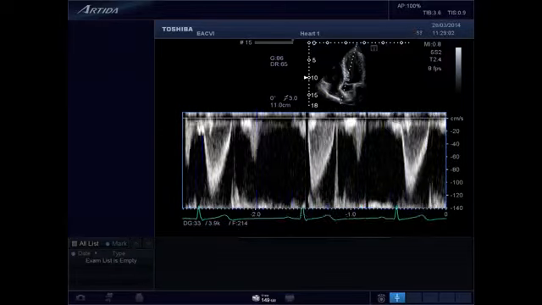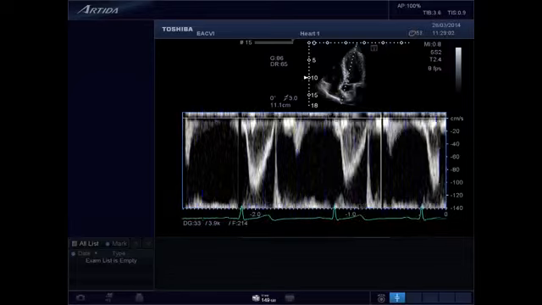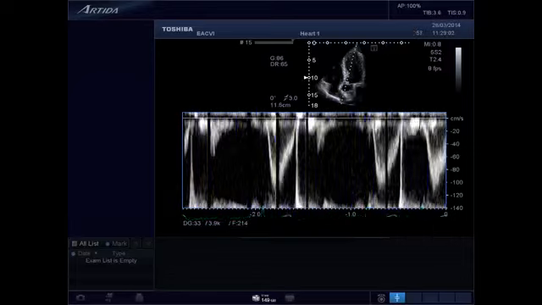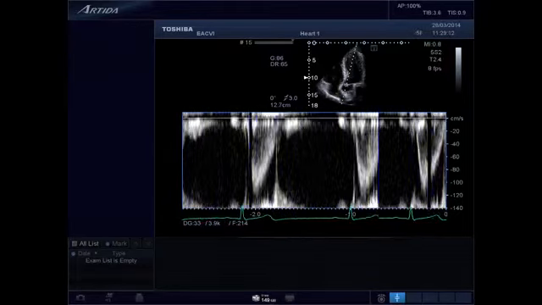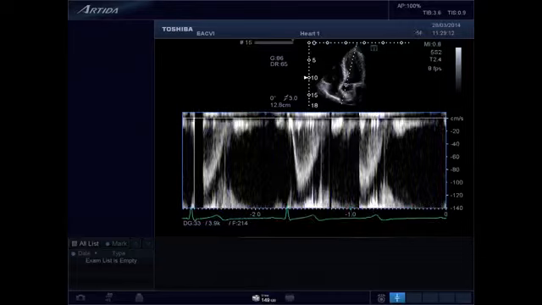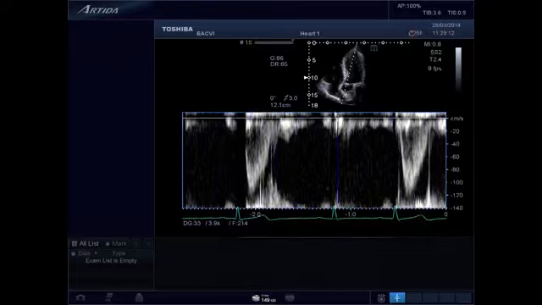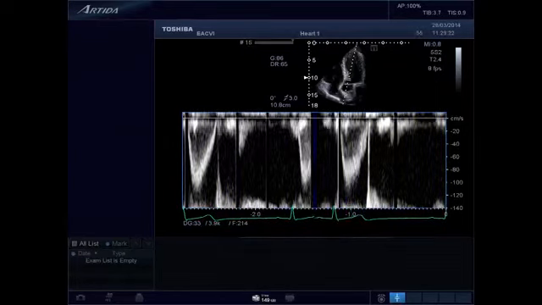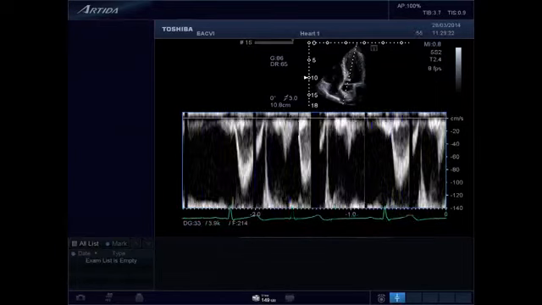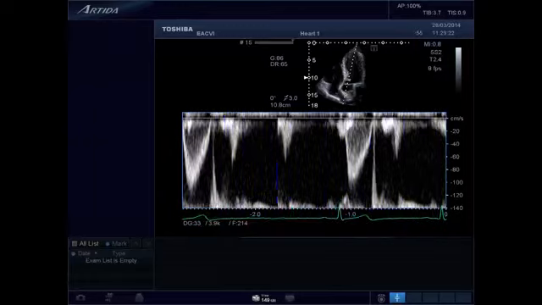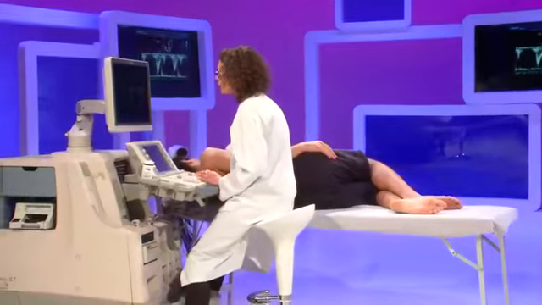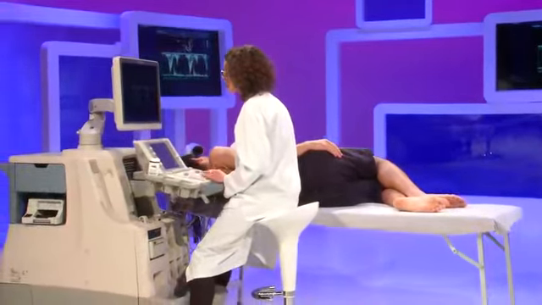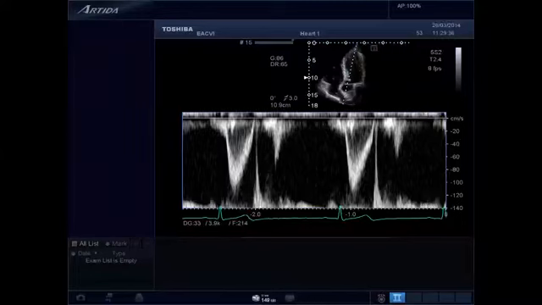If I'm going too close to the valve, I will have a kind of acceleration of the flow that is not assessing the cardiac output anymore. So I have to have the sample volume that is really a little bit below the cusp, the aortic cusp. And here, of course, I will trace the VTI of the flow in order to assess the cardiac output.